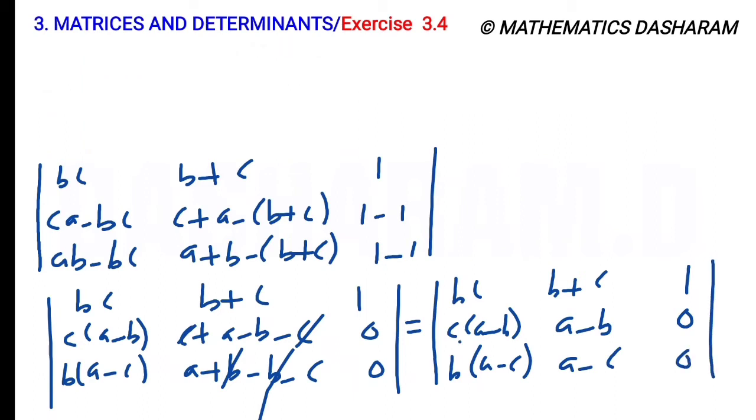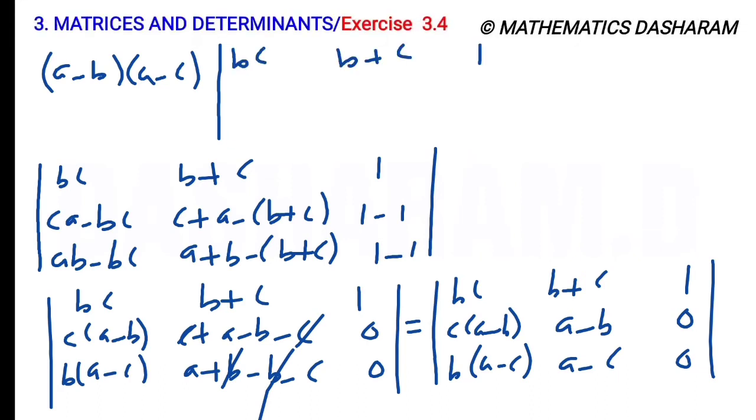So here from this row we can take the A minus B common, and from this row we can take A minus C common. So A minus B common from the second row, A minus C common from the third row. So then mod, so the second row is C, 1, 0, the third row is B, 1, 0.